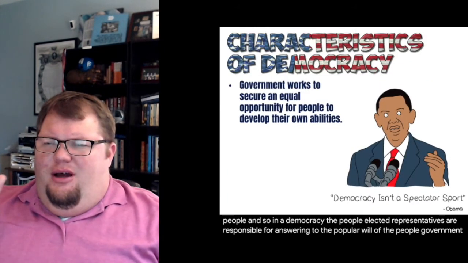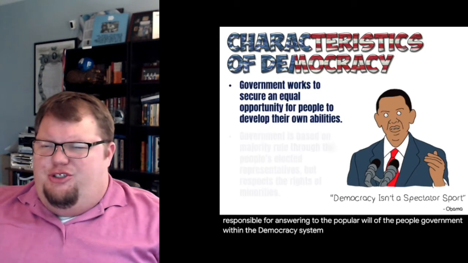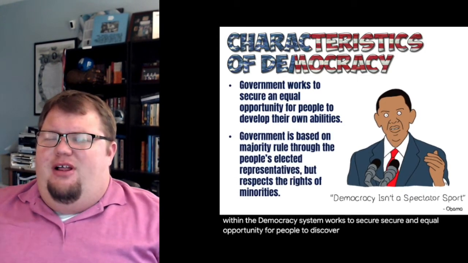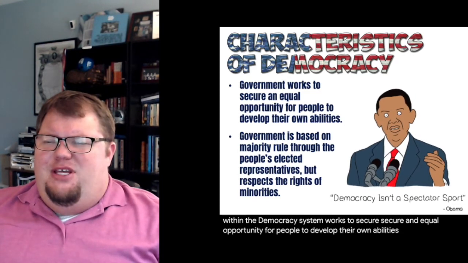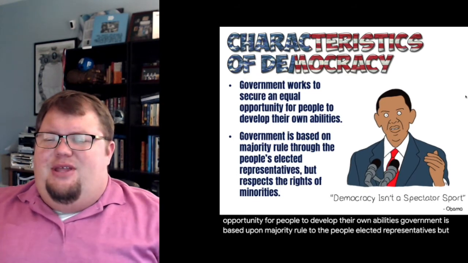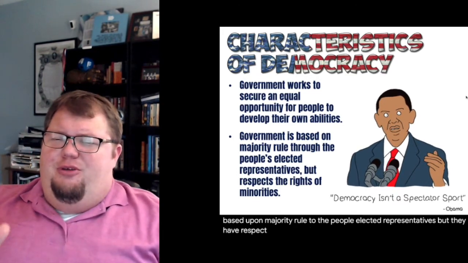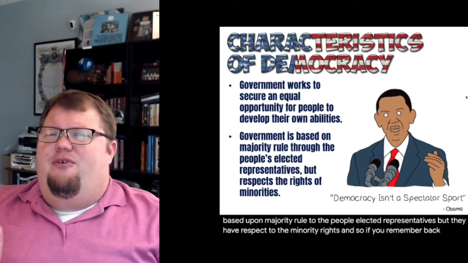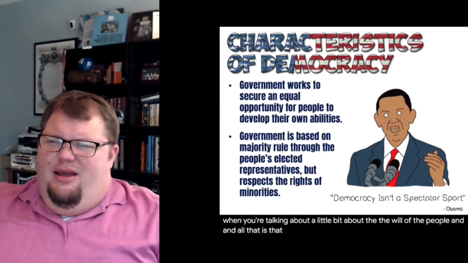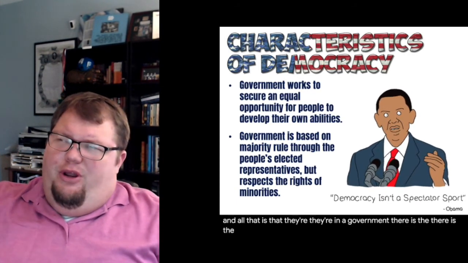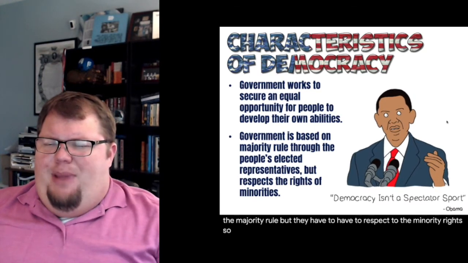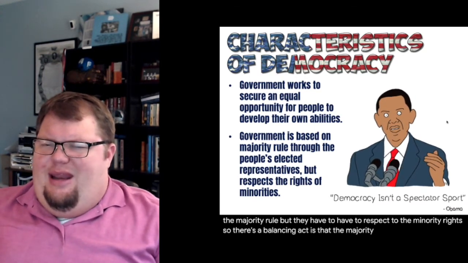Government within the democracy system works to secure an equal opportunity for people to develop their own abilities. Government is based upon majority rule through the people's elected representatives, but with respect to minority rights. If you remember back from when we were talking about the will of the people, in a government there is majority rule, but it has to have respect for the minority rights. So there's a balancing act: the majority can't get everything that they want.